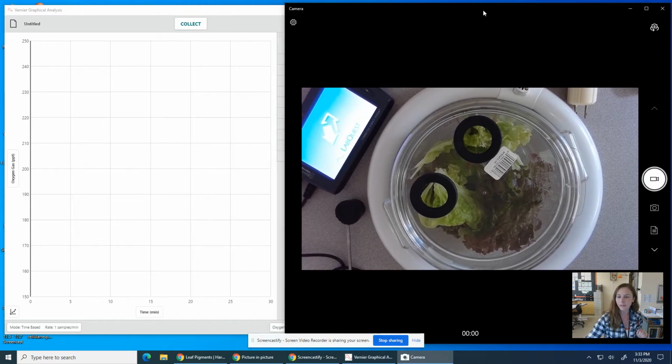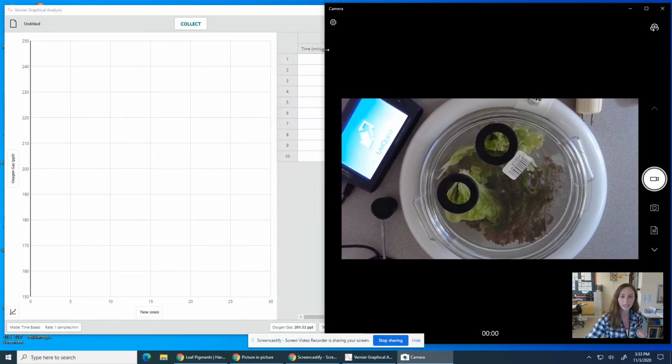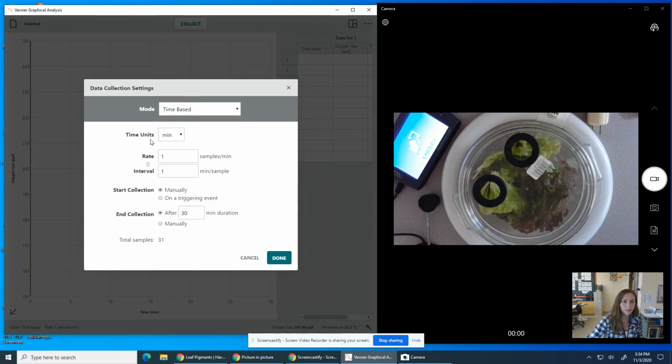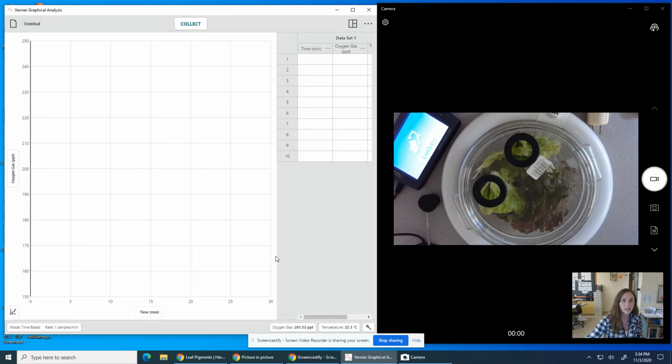I want to make sure I have everything ready to go. So I already have my probe on and it is calibrated. If I look at my settings, I have my CO2 probe in. I'm collecting time. It's time-based. I'm sampling every minute, one sample per minute, and I'm going to go for a total of 30 minutes. If I look down here, I have my oxygen gas and it is set in parts per 1,000. So that's a unit we're measuring. And I also have a temperature probe on here just because we would like to know the temperature because it affects the rate of photosynthesis.